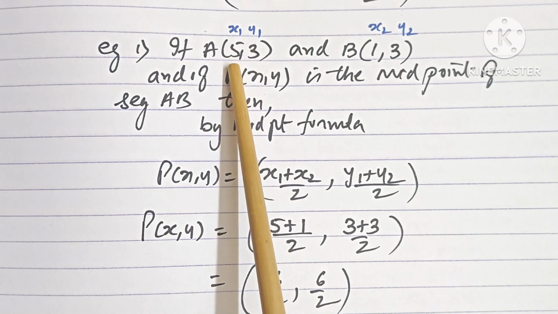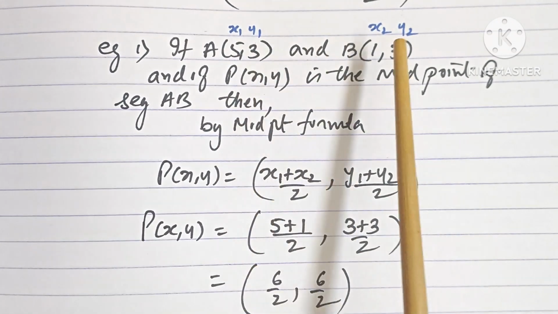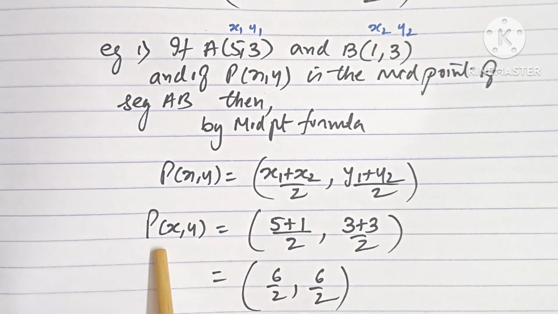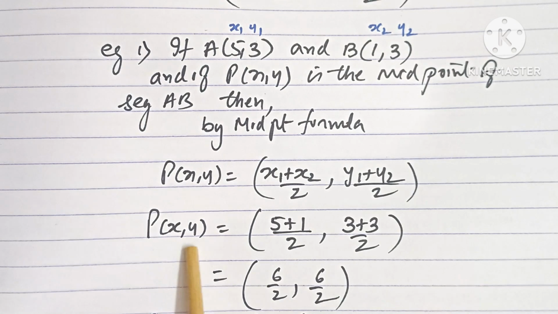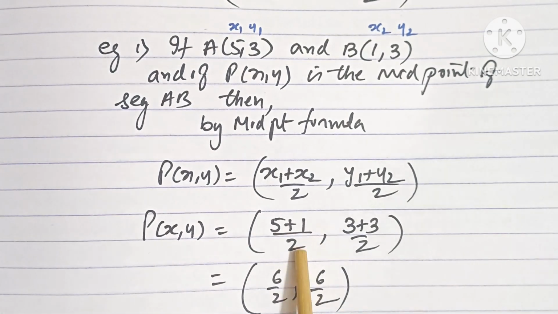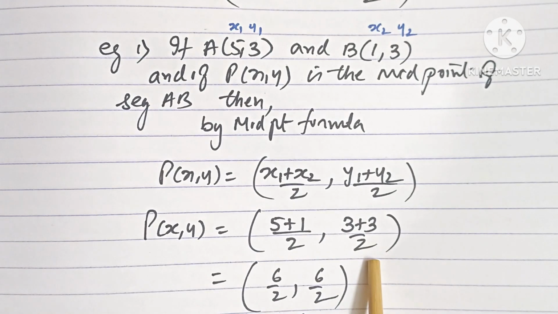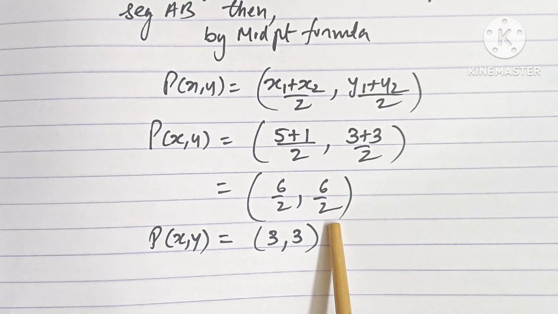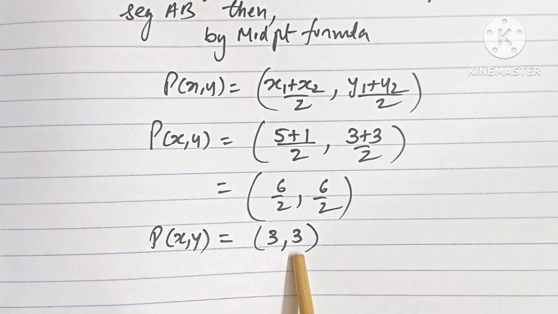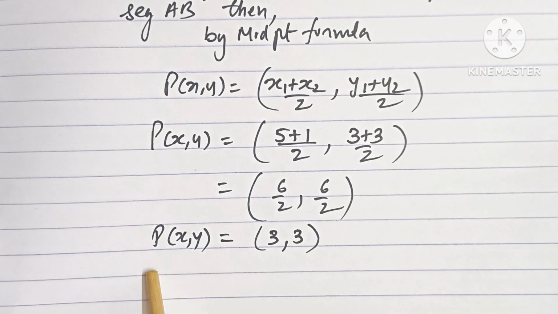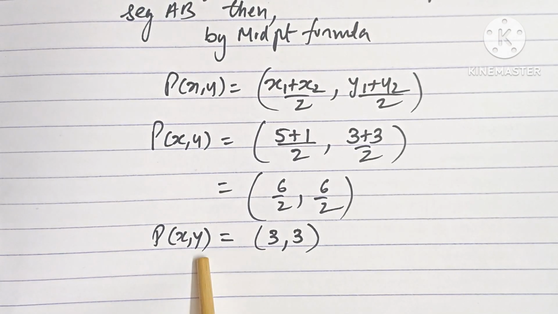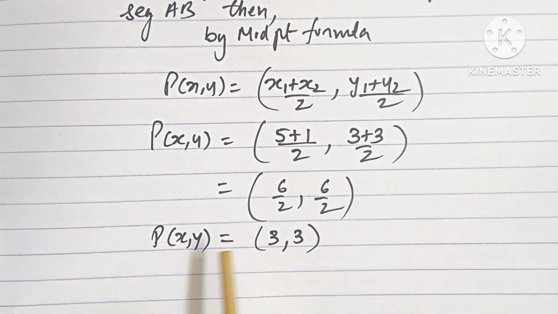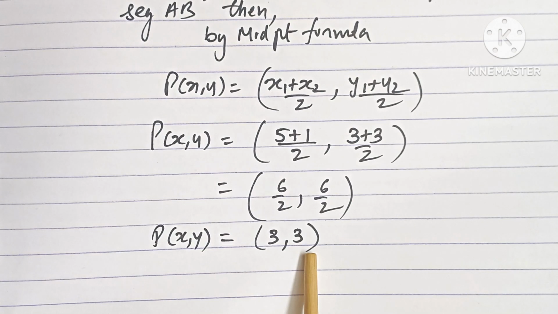Now let's say x1 is 5 and y1 is 3, and x2 is 1 and y2 is 3. Therefore, the coordinates of the midpoint P, that is x, y, will be equal to (5 plus 1) upon 2, (3 plus 3) upon 2. That would be equal to 6 upon 2, 6 upon 2, and that would be equal to 3, 3. That is, the coordinates of the midpoint P, x, y is equal to 3, 3. That is, the coordinate x is equal to 3 and the coordinate y is equal to 3.